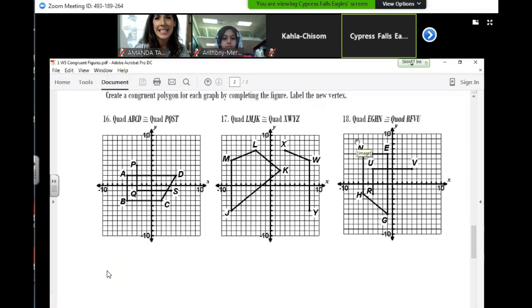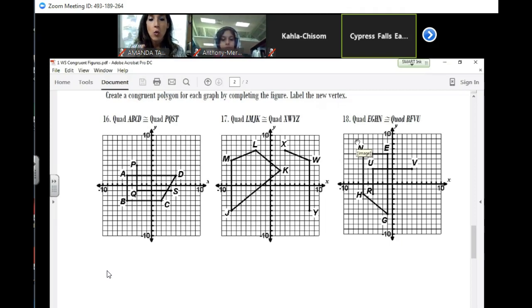So we're looking at 16 and 17 from the Congruent Figures homework. Create a polygon, a congruent polygon for each graph by completing the figure. Label the new vertex. So we need quadrilateral ABCD to be congruent to quadrilateral PQST. So we're looking at 16 first.